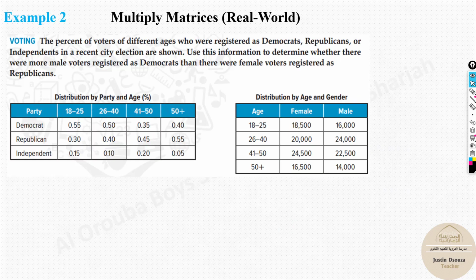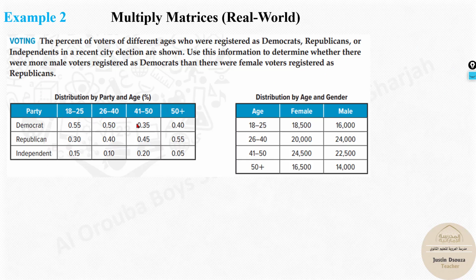Now we have a real world problem over here. The percent of voters of different ages who were registered as Democrats, Republicans or Independents in a recent city election are shown. Okay, now use this information to determine whether there were more male voters registered as Democrats than there were female voters registered as Republicans. So we need to check after we find out the male and female voters whether there were more Democrat male voters or female Republican voters.